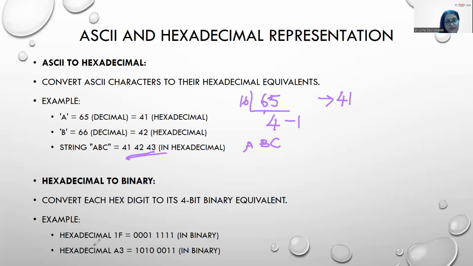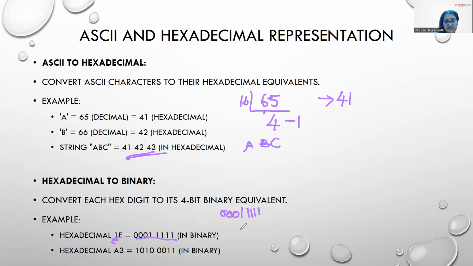Now, hexadecimal to binary conversion, let's say 1F. How to convert it into binary? Each digit in hexadecimal should be converted into a 4-digit nibble in binary. So 1 means 0, 0, 0, 1. F means 1, 1, 1, 1. F is 15. So 15 is 1, 1, 1, 1 in binary. So therefore we get this value.